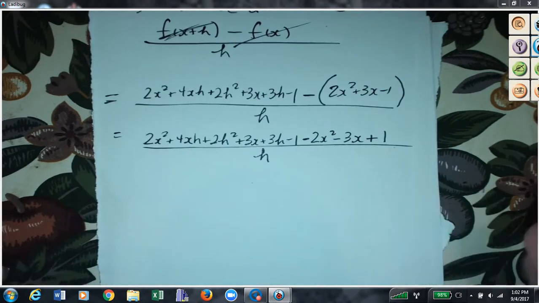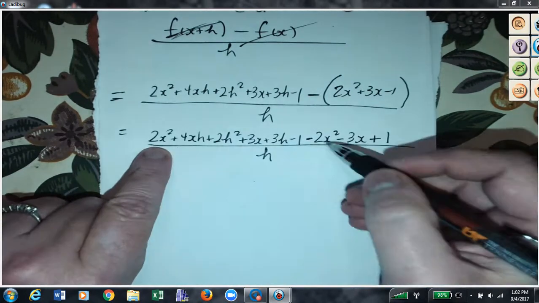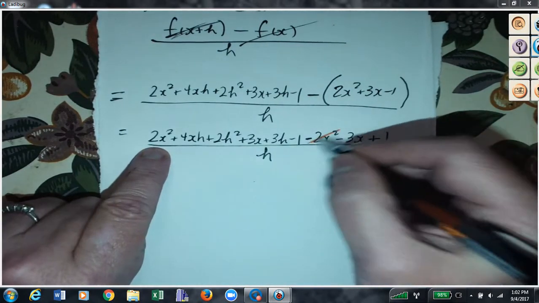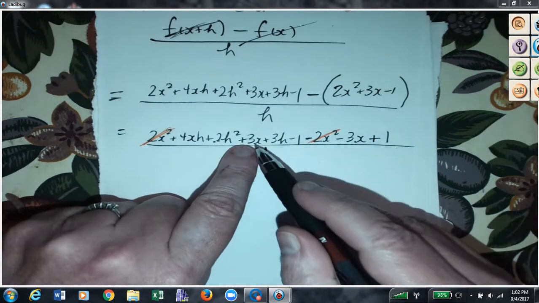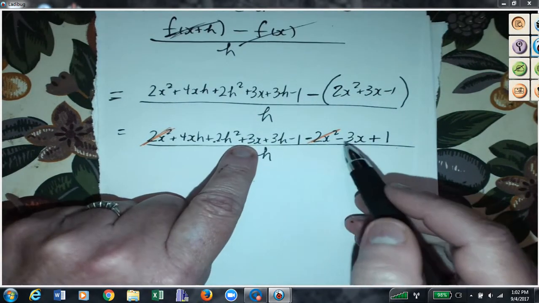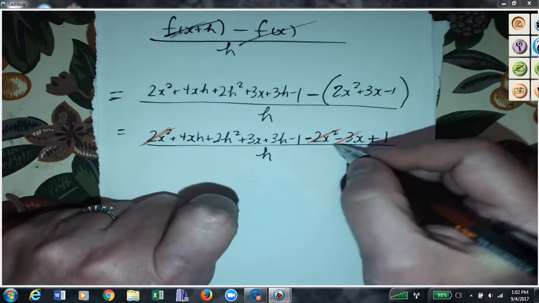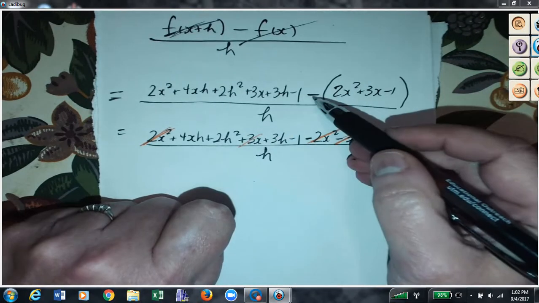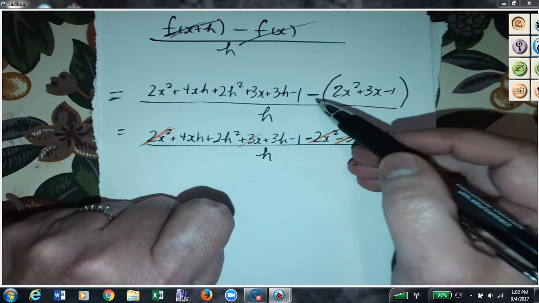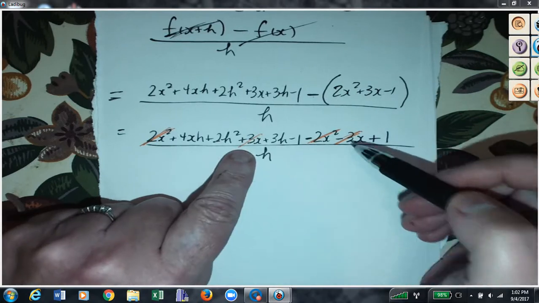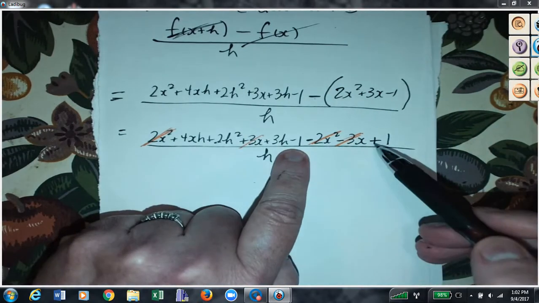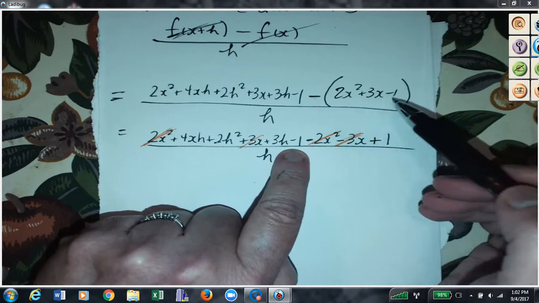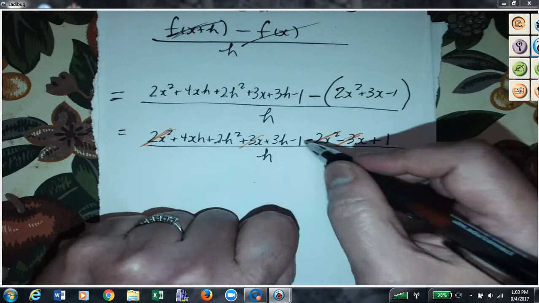Now I see, does anything cancel? Yes, I do. I've got a 2x squared here, and I have a minus 2x squared there. They cancel. I have a plus 3x here, and I have a minus 3x there, and they cancel. So if you didn't apply the negative sign all the way through, you're not going to get that cancellation. Similarly, I have a minus 1 here and a plus 1 there. If you didn't apply the negative sign all the way through, you're not going to get the cancellation you need.